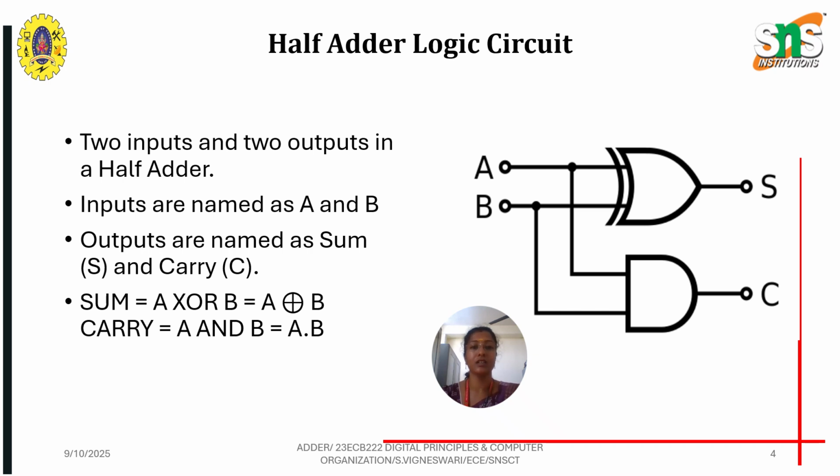And here you can see the logic circuit of the half adder. In the logic circuit, A and B are given as input to the XOR gate, and the output obtained is the sum. And also A and B are given as input to the AND gate, and the output obtained is the carry. So the sum and carry are predicted from the truth table of the half adder.